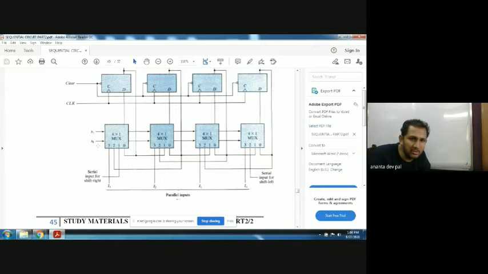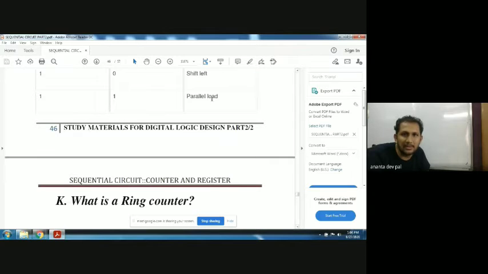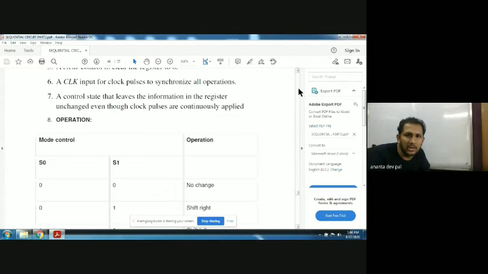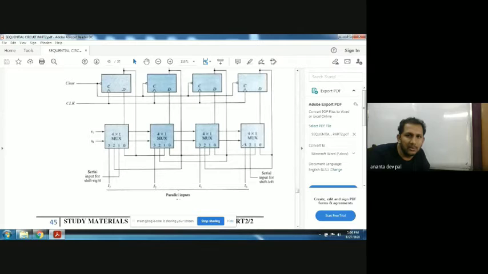When 1 0 is applied, the shift left operation occurs. For 3, that is 1 1, it is parallel in, parallel out. When we apply the select lines, the corresponding output is transferred to D. This is the basic concept of the universal shift register.